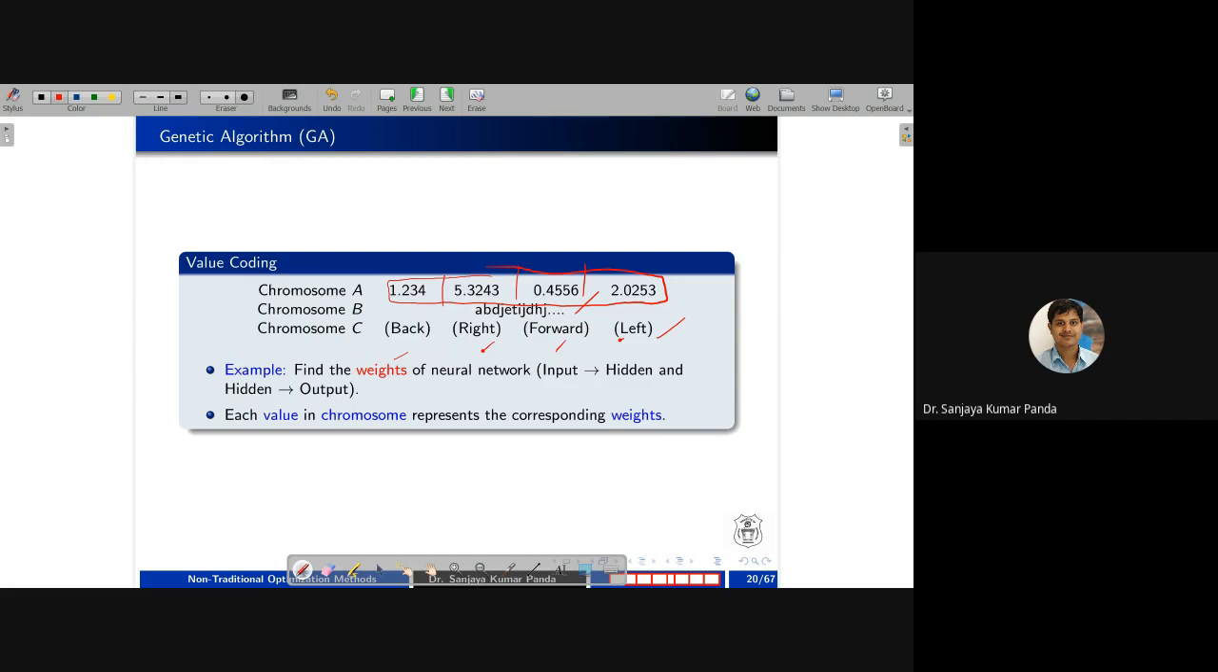Many people are also working in neural networks, where they want to update the weights of the neural network, because the weight is transferred from the input layer to the hidden layers, from one hidden layer to another hidden layer, and from the last hidden layer to the output layer. In that case, this type of coding is well suited.